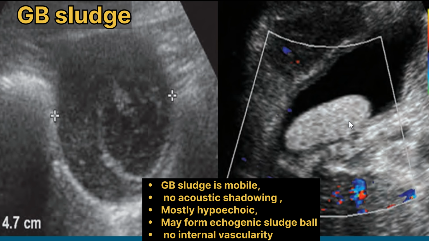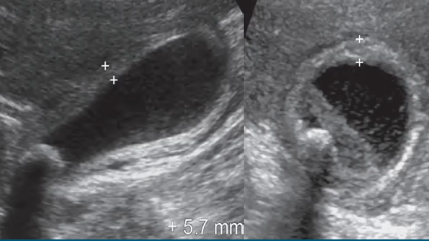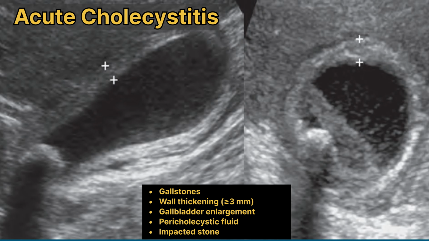In the sonogram, we can see the color Doppler view that does not show any vascularity in the echogenic foci, and it does not have any acoustic shadowing. It is clear that it is a sludge ball, as it has no internal vascularity that differentiates it from the polyp. Now we will discuss another gallbladder pathology, that is acute cholecystitis.